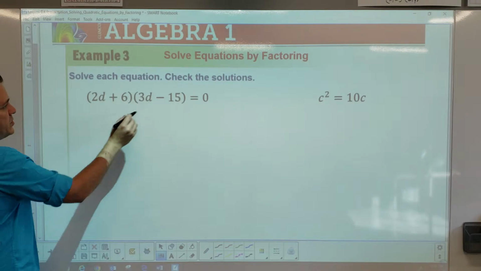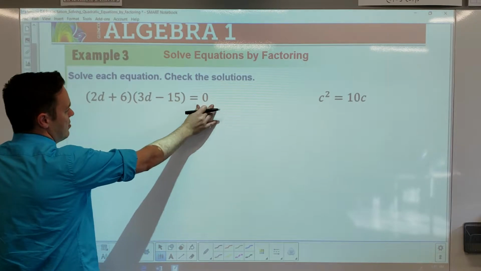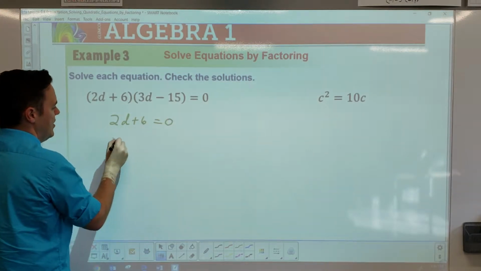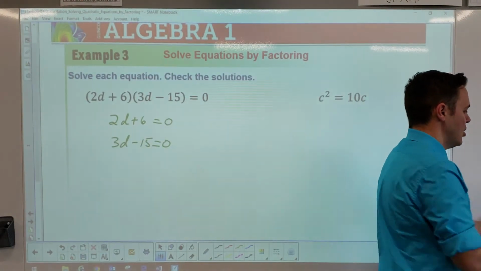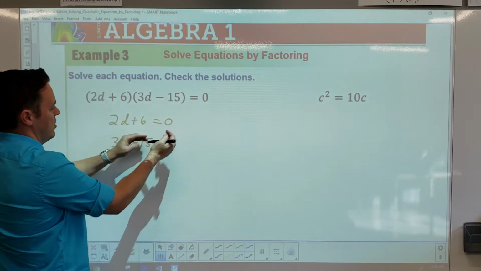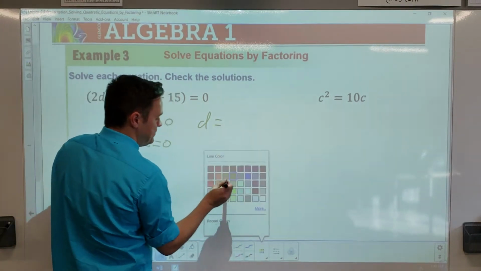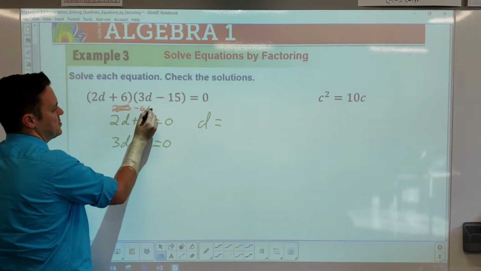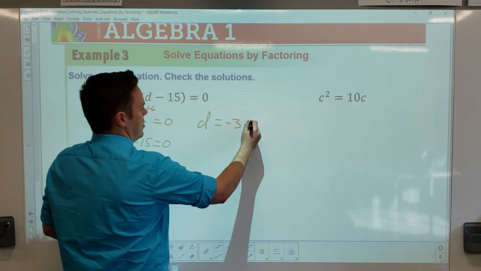Okay, so how you do this is as simple as setup. What you would want to do is this times this is going to equal 0. So you want to get this little grouping to 0. So it would be 2d plus 6 equals 0, and then 3d minus 15 equals 0. All right? So if you guys are looking at this, what number can go into this equation to make this whole side 0? Well, if you put in a negative 3, 2 times negative 3 is negative 6, and then negative 6 plus 6 is 0. So my first number is negative 3. And my second number here would be 5.